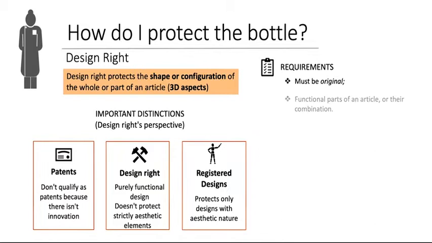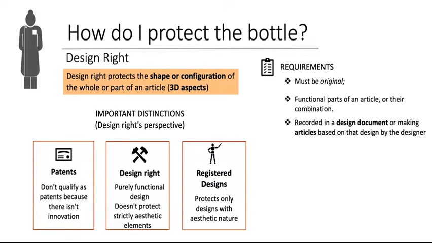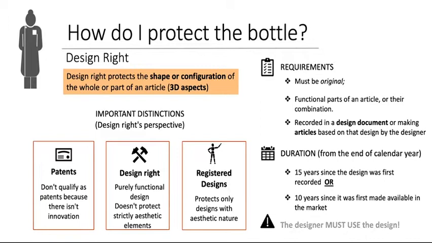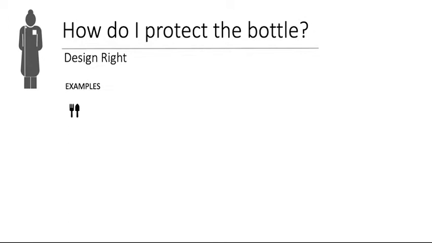The requirements are threefold: it has to be original, it must be a functional part, and it must be recorded in the design documents, or you must make articles based on that design. The duration of such rights is 15 years since you have registered on a design document, or 10 years since it has been made first available in the market. Be aware that the designer must use the design. Some examples are agricultural tools, for instance, an improved shovel, or a hot water bottle.